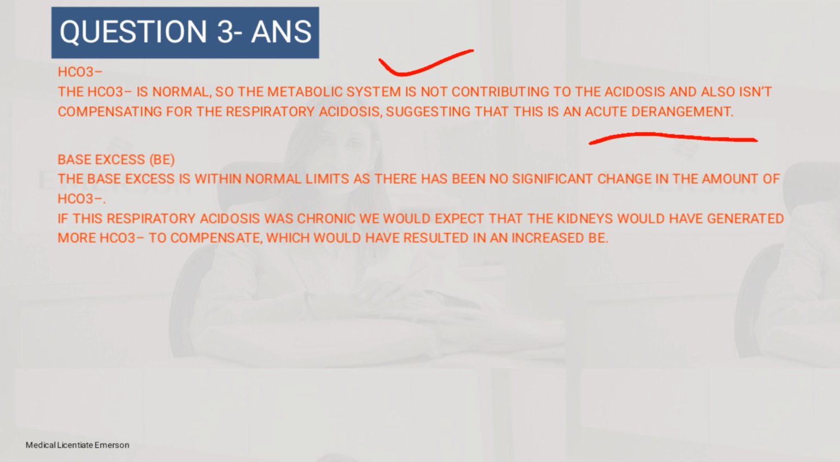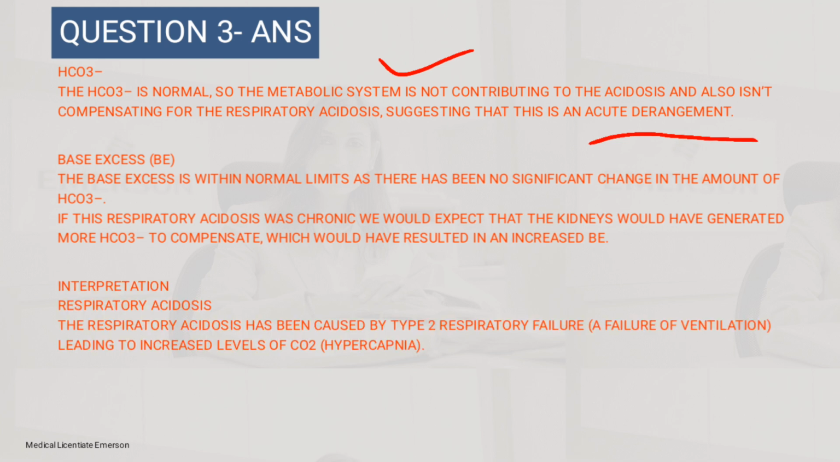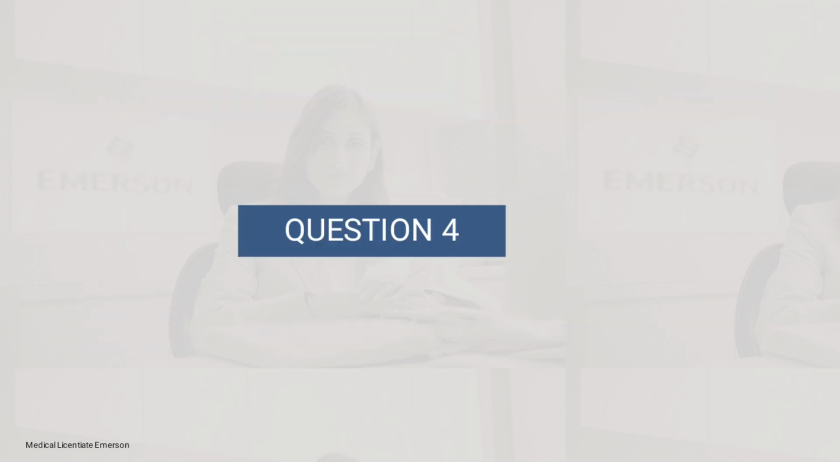Hope we are together. And then interpretation. So this is a respiratory acidosis. Then the respiratory acidosis has been caused by type 2 respiratory failure, the failure of ventilation, leading to increased levels of carbon dioxide. So there is hypercapnia. That's what we were talking about. So that's the thing you have to know about that question.